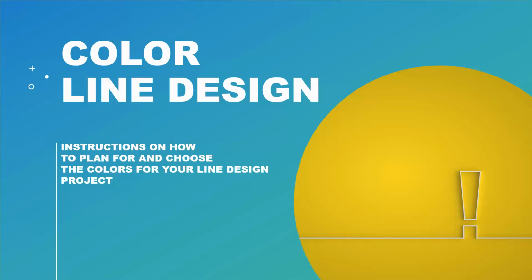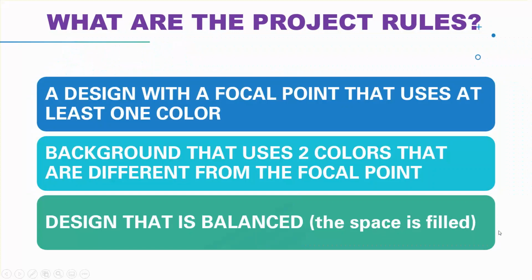So right away, let's get this thing rolling. So, what are the project rules? Well, first, you must have a design with a focal point that uses at least one color. So, you must have one color in your focal point. Second, you need a background that uses two colors that are different from the focal point, and that's the key. So, your focal point and your colors in the background cannot be the same because we need your focal point to stand out.